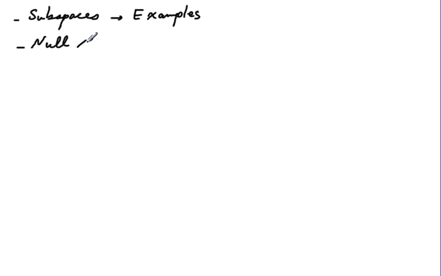Today we are going to start with some examples of subspace questions. Last time we talked about that, and today we are going to do a few more examples. Then we are going to talk about null spaces. And if we have time, we'll have additional topics on linear combinations.